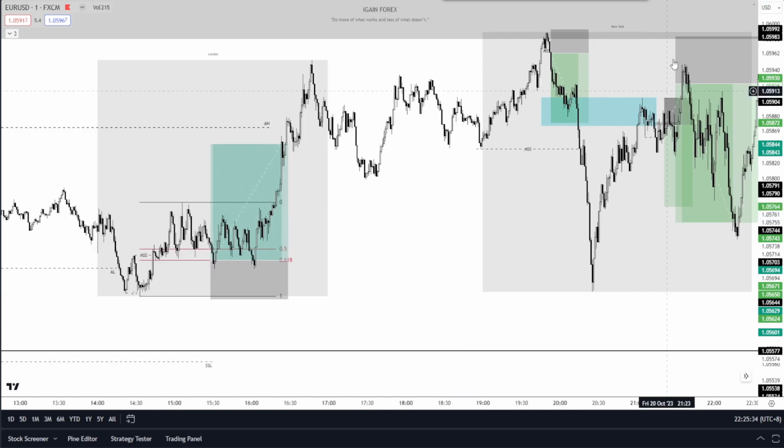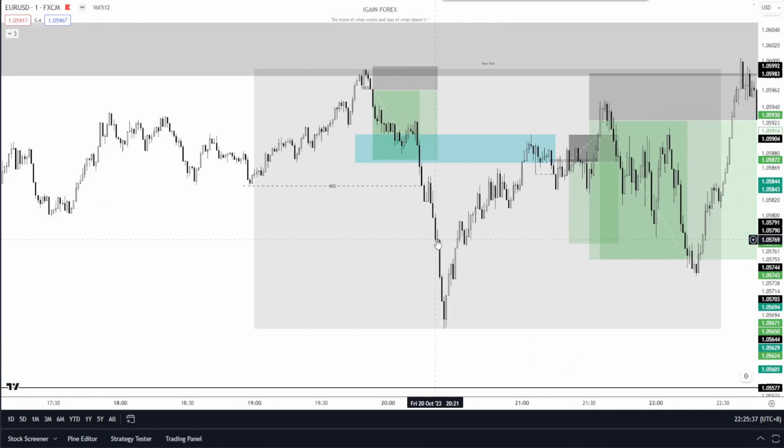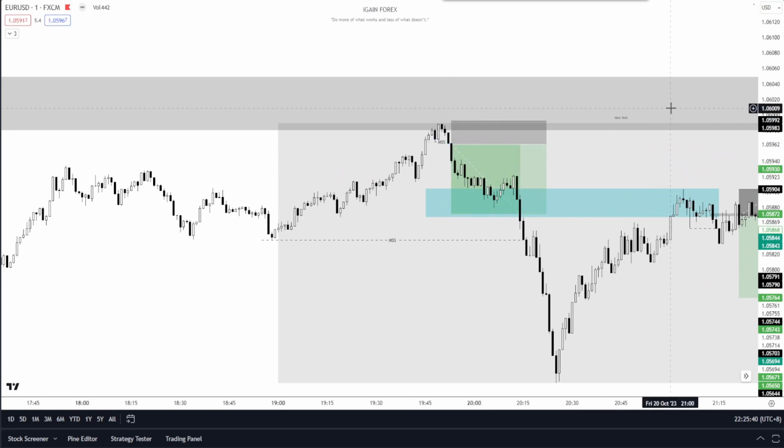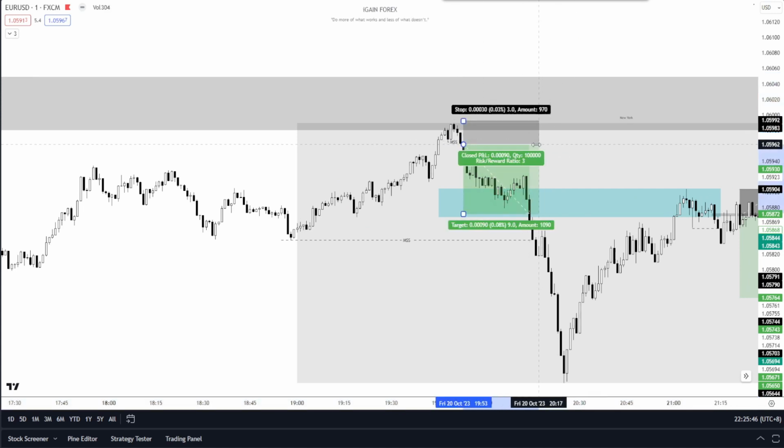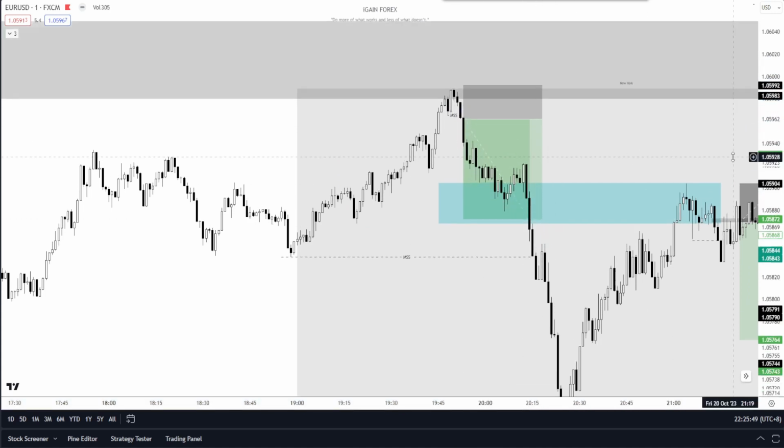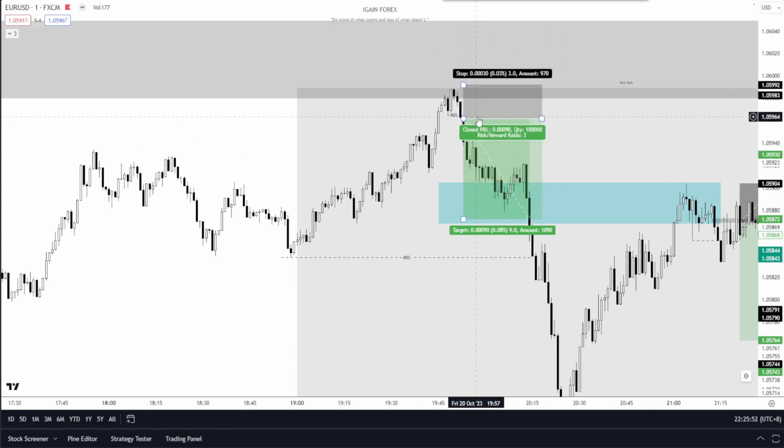Then this New York kill zone. So the New York kill zone here reacted on this supply. We have here a market structure shift. So you might be wondering why I took this trade. I'm just experimenting with this new strategy: once I see this market structure shift happen, when the candle closes, I will enter at this candle closing. So I took this trade and hit a 1:3 risk reward ratio, since the FVG is just near this market structure shift.